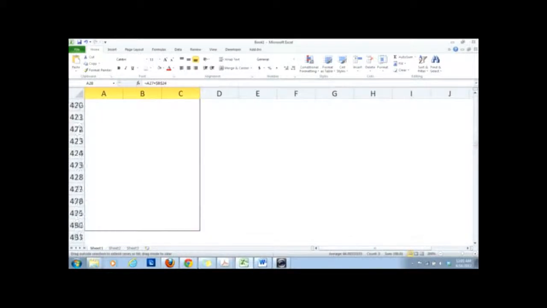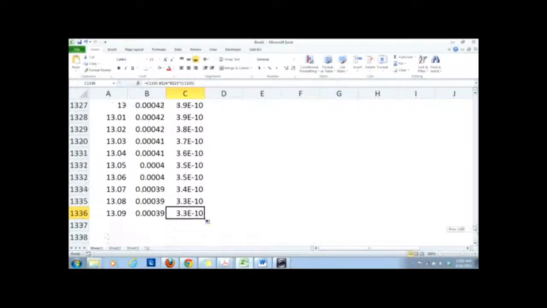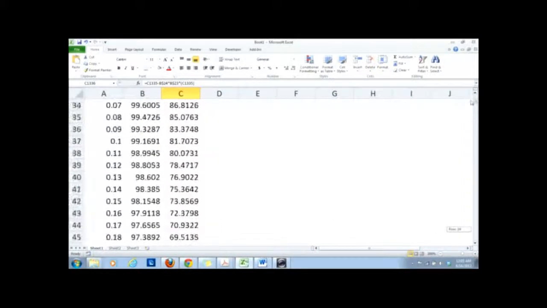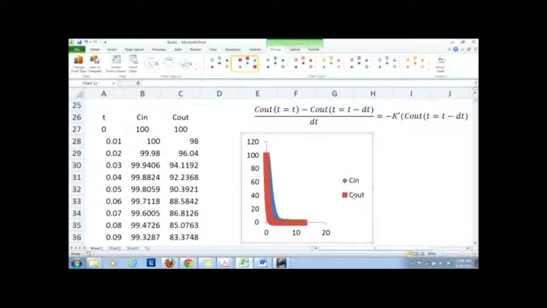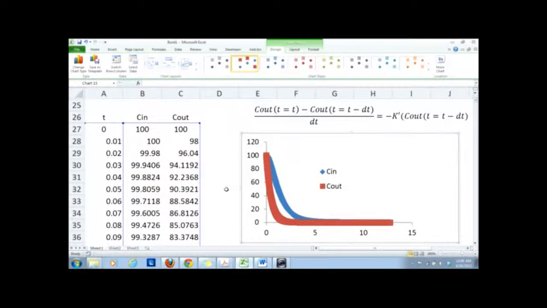I need to simulate for a long time because I want to go to t infinity and see how it goes. So let's stop here, and you can see the concentration in both the columns is now very close to 0. Now if I go up, I can plot, and this is a plot for C in and C out.